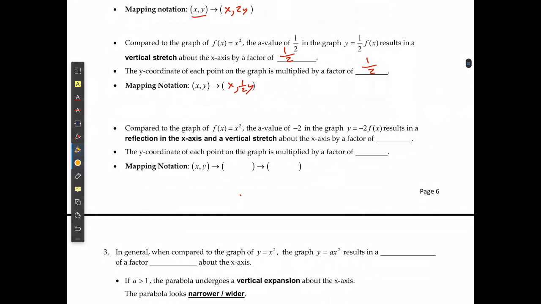And in the last case, compared to the graph of f(x) = x squared, the a value of -2 is going to result in a reflection in the x-axis. This also has the value of 2, so it's going to cause a reflection and a stretch. It's not just going to flip downwards, but it's going to elongate when it flips downwards. So this is going to give me a vertical stretch by a factor of -2. The y-coordinate on each point is going to be multiplied by -2.